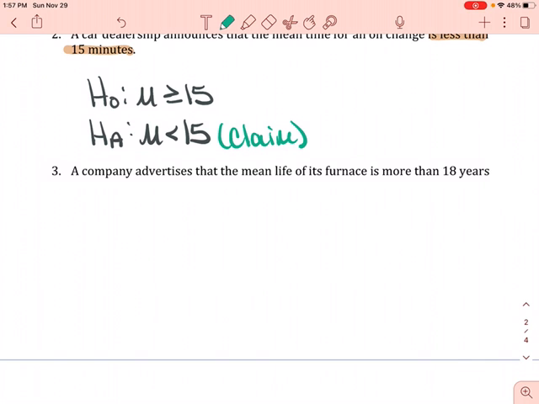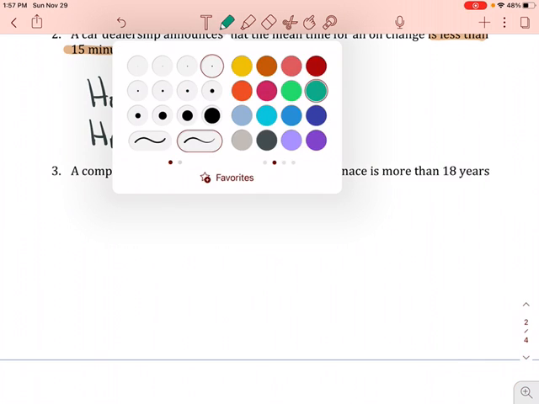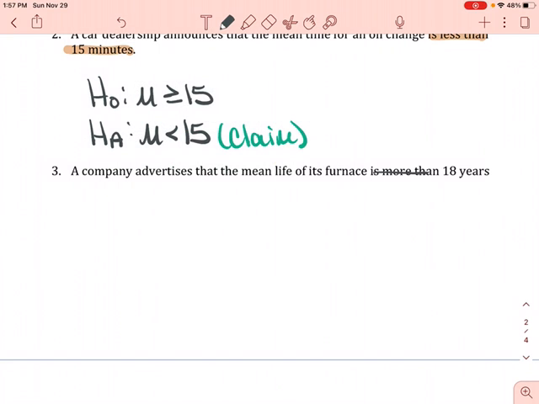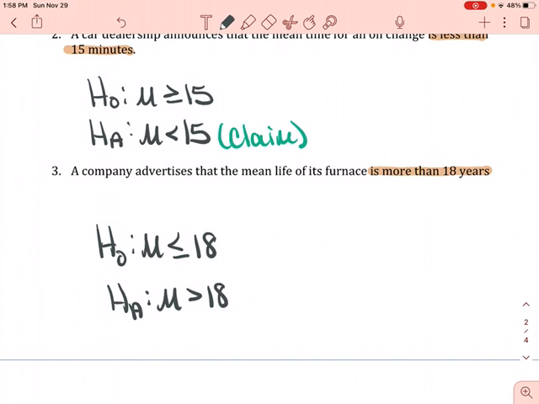A company advertised that the mean life of its furnace is more than 18 years. Now, is more than an equal-to concept? No, that's just a greater-than concept. So H sub A, and again, we're talking mean, so I'm going to use mu greater than 18. H sub O is going to be less than or equal to, because that's the complement, and that means that H sub A is the claim.